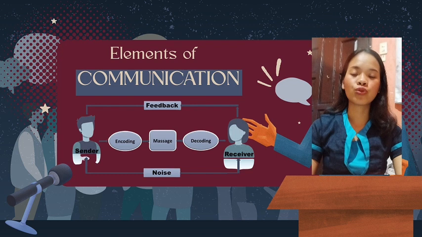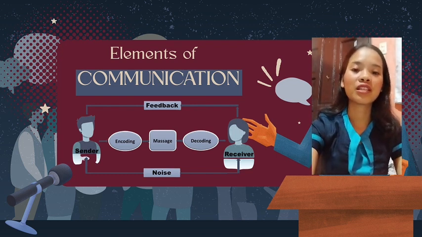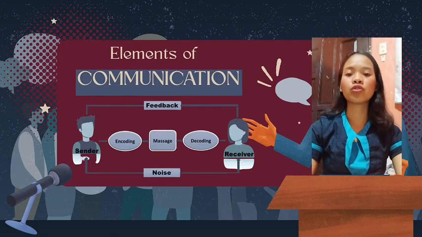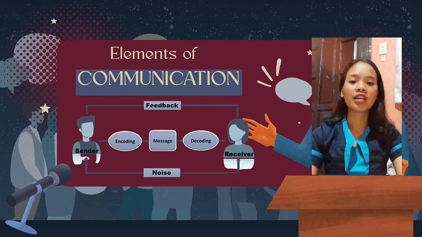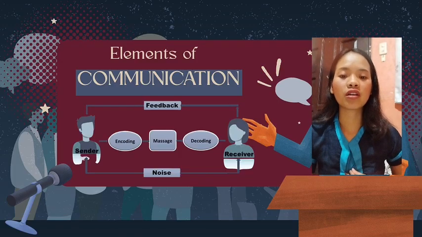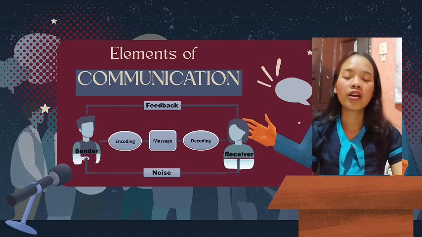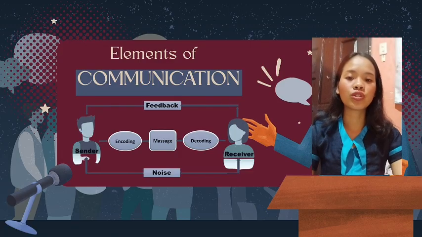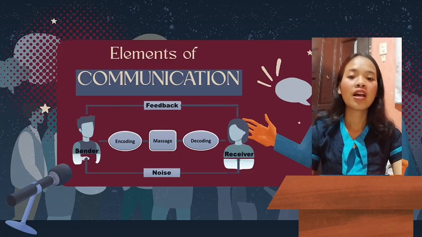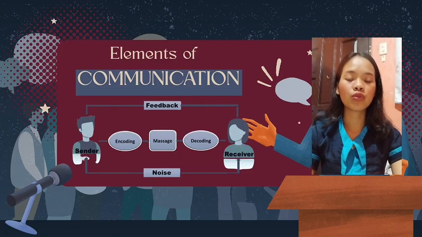Next to decoding we have the receiver. The receiver is the other person to whom the message has been sent. Like I've said earlier, I am the sender of the information and you are the receiver. Anything that I've said in this video, it's your task to decode the information so that you can understand it. And by doing that, you are acting as the receiver.